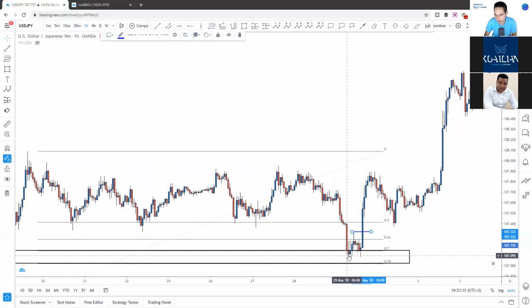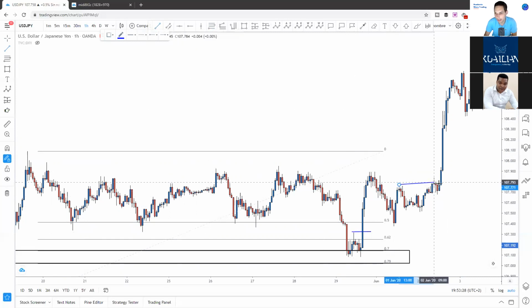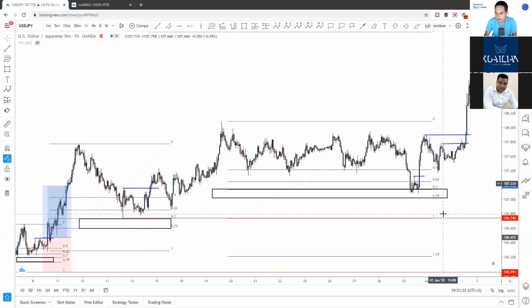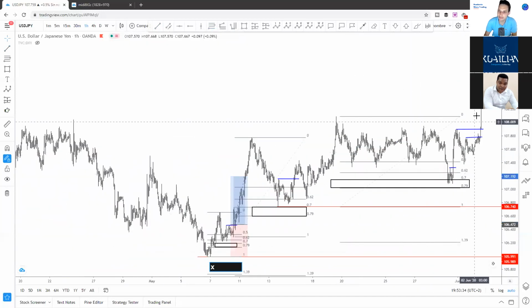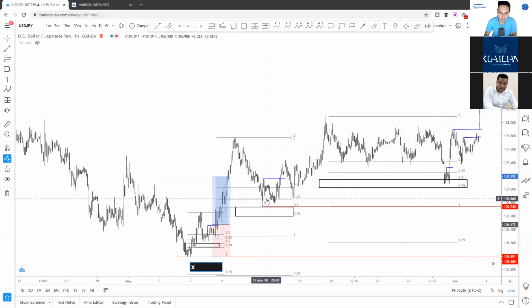Here, you see the pattern? Goes down, goes up, goes down, and then broke the previous high. Goes down, goes up, more buys. You see the buys here? You see the buys here? Okay? And this is all confirmation levels, okay?